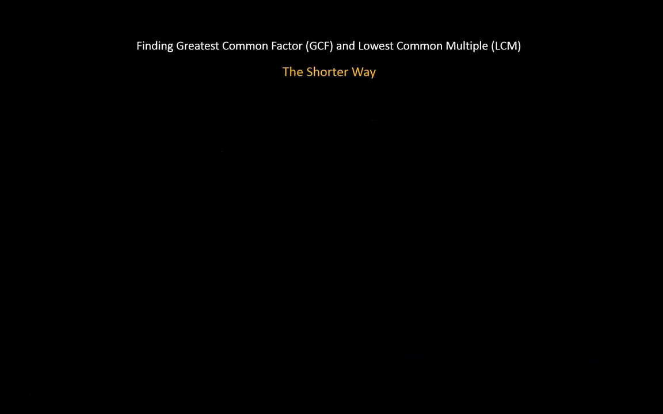Now let's look at the shorter way. It is done by creating factor trees. Let's go back to 10 and 25 again. We can factor 10 into 2 and 5, and factor 25 into 5 and 5. Since 2 and 5 are prime numbers, we cannot factor any further.